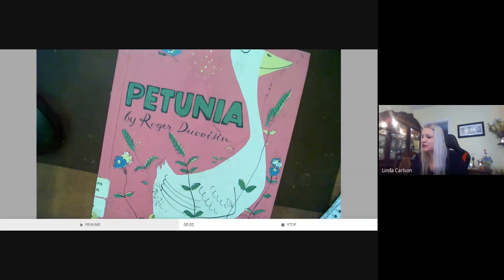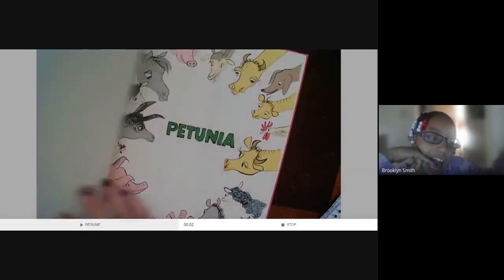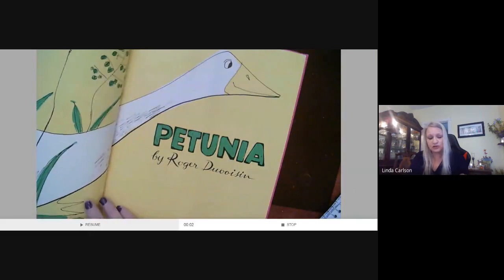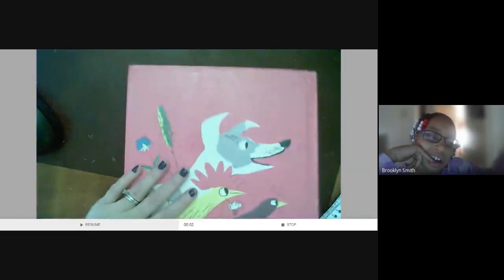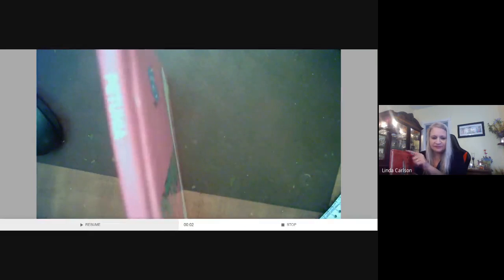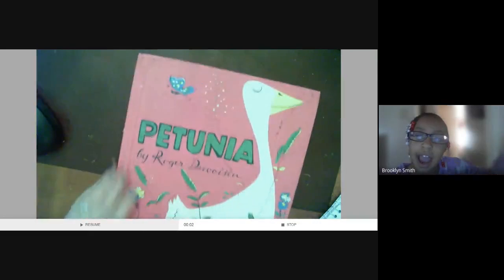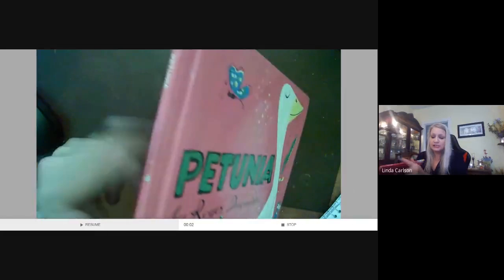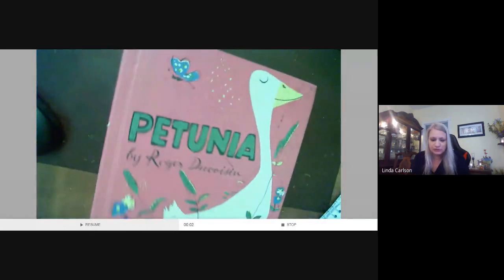Okay. So we're going to read Petunia by Roger Duvoisin. There we go. And this is a library book. Remember, front cover. We've got the back cover. What's this called? The spine of the book, right? Spine. So this part is called the spine. It holds the book together. Just like we have a spine on our backs, the spine of the book holds the book together.